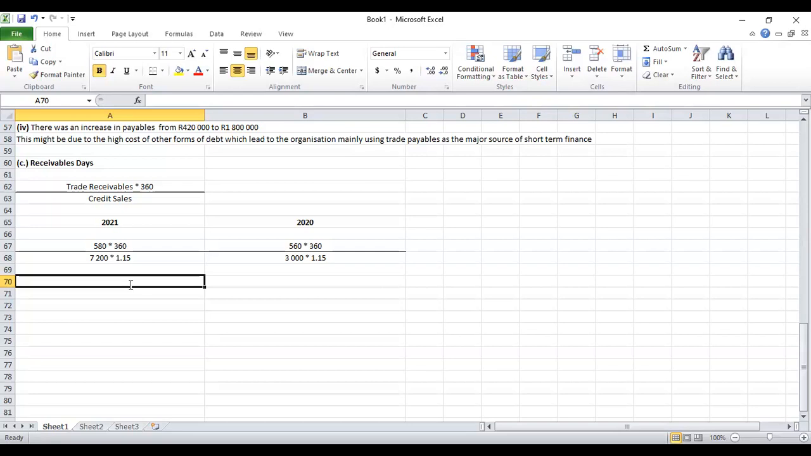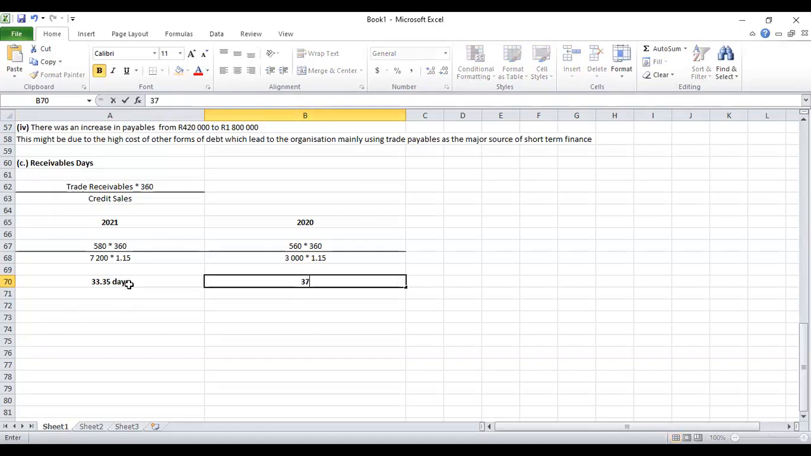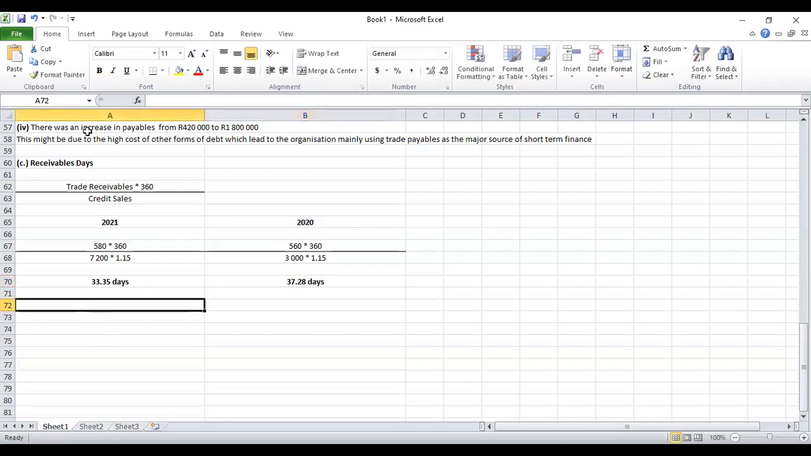$33.35 days. These are days. In the other one, it says 77.28. So that is the calculation and the formula.